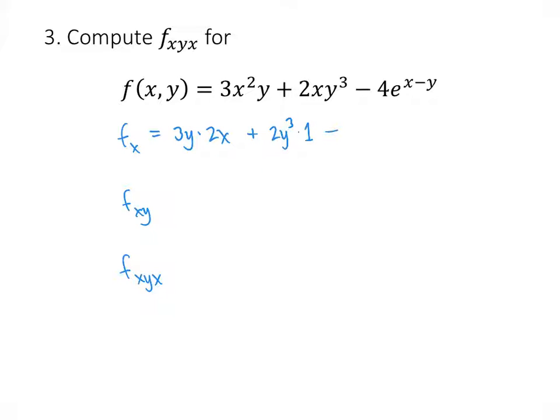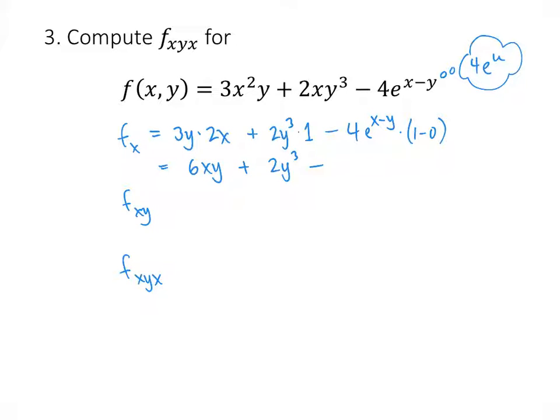For 2xy cubed, the 2 and the y cubed are constant multiples, and the derivative of x is 1. And then finally, the derivative of 4e to the x minus y, we want to think of this using the chain rule. So this is 4e to the u, and the derivative of e to the u is e to the u, multiplied by the derivative of u. In this case, we're taking the derivative with respect to x, so the derivative of x minus y is 1 minus 0. The derivative of x is 1, but y we're treating like a constant, and the derivative of a constant is 0. So cleaning this up a little bit, we get 6xy plus 2y cubed, and then minus 4e to the x minus y.